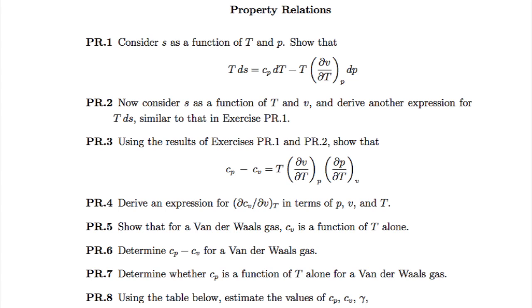Go to exercise PR.3, in which you have to show that Cp minus Cv is a function of only P, V and T, in terms of partial derivatives. If the right hand side turns out to be 0, there will be no difference between Cp and Cv. You can rewrite the right hand side in terms of the compressibility or the bulk modulus, and show that if the compressibility is very low or the bulk modulus is very high, then Cp becomes approximately equal to Cv, that is Cp minus Cv will turn out to be 0. And if you substitute the ideal gas equation of state, you will get Cp minus Cv equal to R.